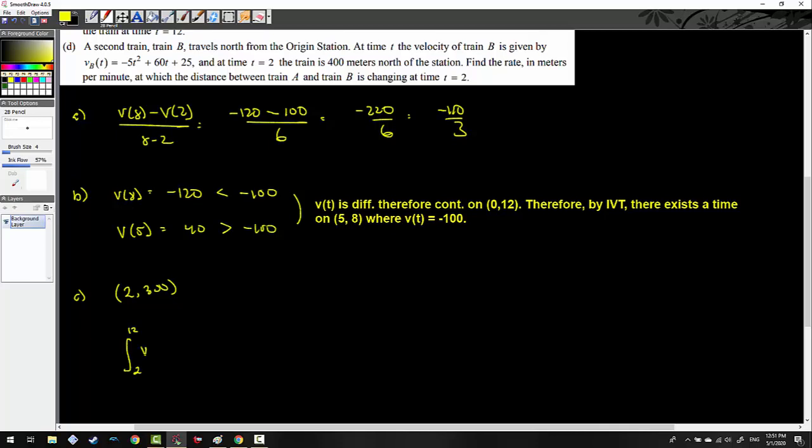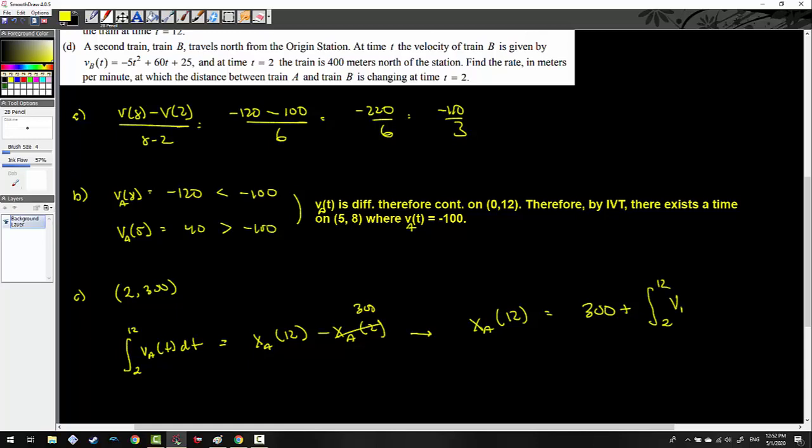I'll begin it at 2 of v sub a of t dt, and I told you guys I would put in sub a's here, and I did not do that. So sub a, okay, cool, I think we're all caught up. Based on the first fundamental theorem, I will get x sub a of 12 minus x sub a of 2. Now, one of these values I already know. The x sub a of 2 is 300. So that tells me that x sub a of 12, the position of the train at 12, is going to be 300 plus the integral from 2 to 12 of v sub a of t dt.